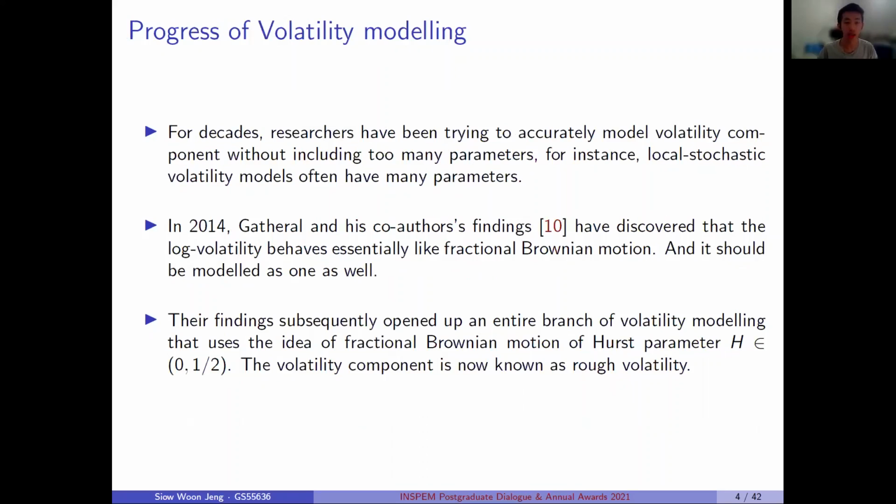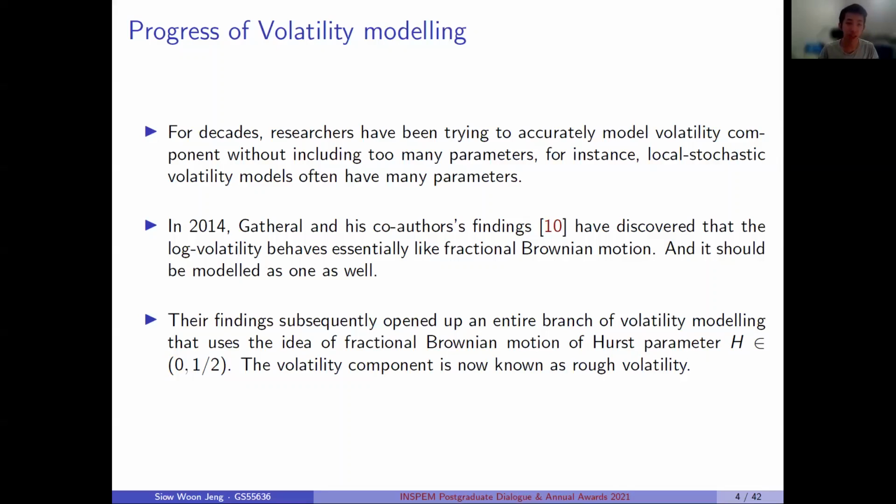So here are some of the progress of volatility modeling. For several decades, the researchers have been trying to accurately model the volatility component without including too many parameters. For instance, local stochastic volatility models often have many parameters. So around 7 years ago, Gatheral and his co-authors discovered that the log volatility behaves essentially like a fractional Brownian motion, and they suggested that the volatility should be modeled as such.